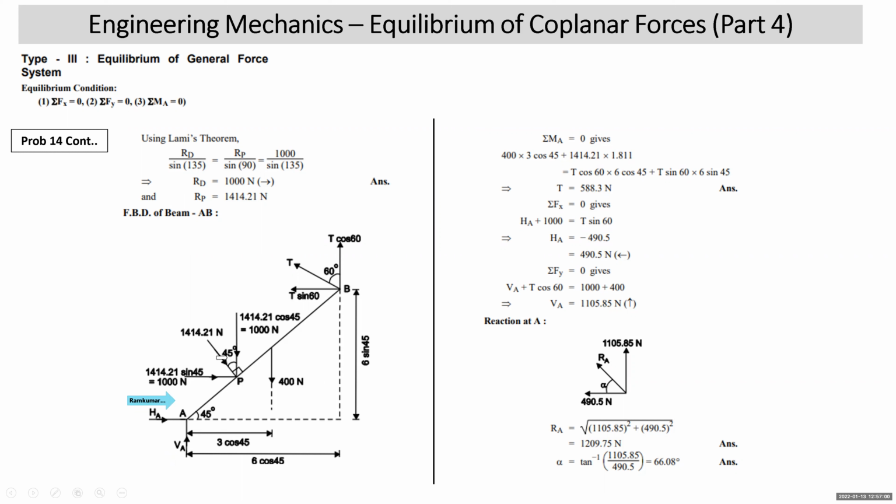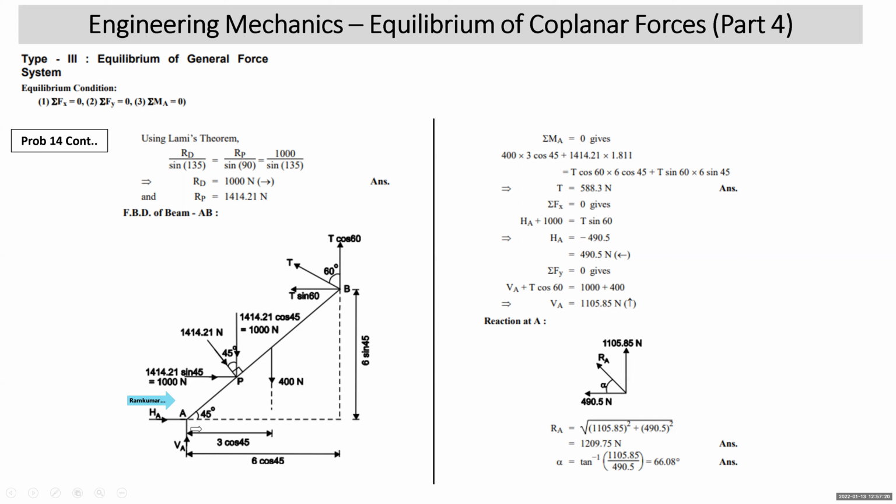Moment of RP can be taken directly. 1414.21 into 1.811. Why can we take this moment directly? Because this force 1414.21, that is RP, is perpendicular. Since it is perpendicular to AP, right? So we can take its moment directly, or you can take moment of its two components.